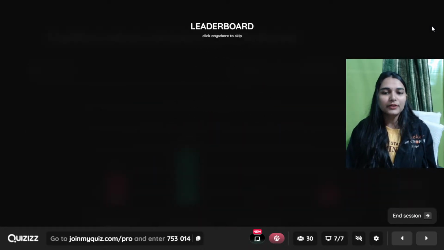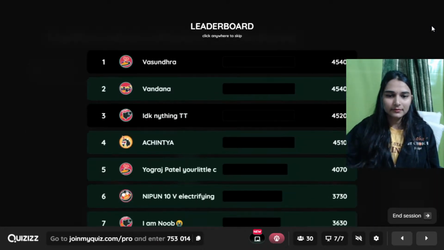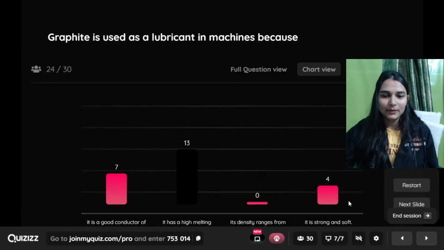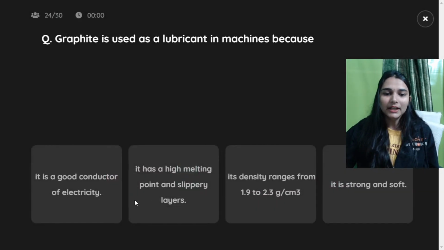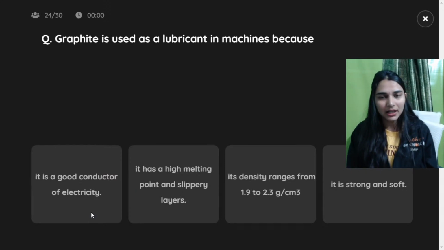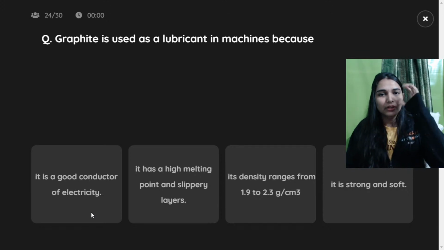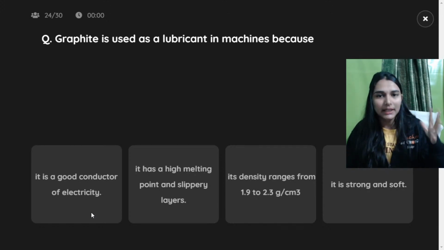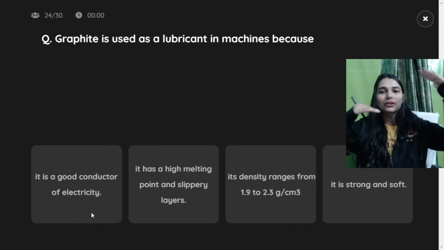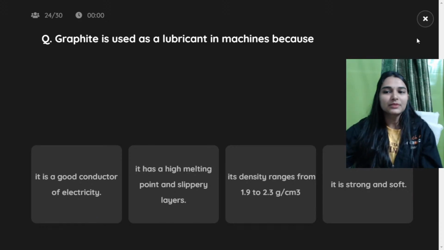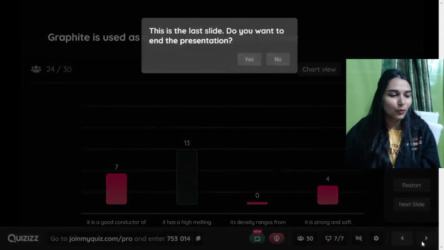Okay, the high melting point you can still avoid. Amazing, I'll see the names on the leaderboards. Beta, it is a good conductor of electricity. Why? Because it has free electrons. Every carbon has a free electron there, and the movement of electrons is responsible for conducting electricity. But it is used as a lubricant because the layers are slippery. And why are they slippery? Because they have very weak van der Waals force of attraction between the layers, due to which they can slide over one another, and it becomes slippery. Yes, the melting point thing you can still avoid over there.